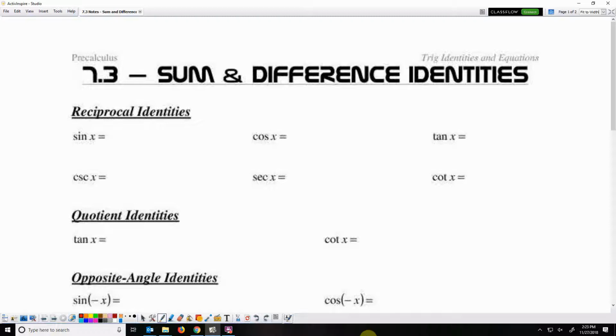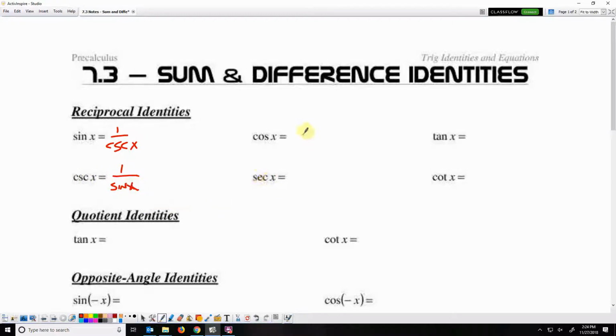Hey guys, today we are going to find some exact sine, cosine, and tangent values using sum and difference identities. So we'll start by reviewing some properties, our reciprocal properties. Sine and cosecant are reciprocals of each other. So sine x is 1 over cosecant x, and cosecant x is 1 over sine x.